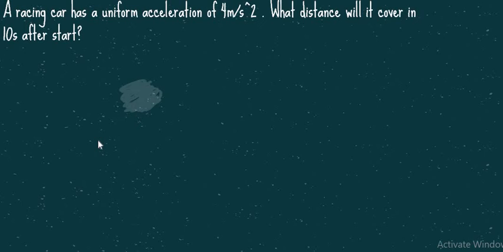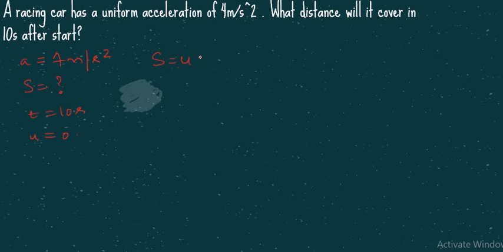A racing car has a uniform acceleration of 4 meter per second square. What distance will it cover in 10 seconds after the start? Acceleration is 4 meter per second square. I need to find the distance. Time is 10 seconds after start. That means initially the velocity is 0. So I need to find the S.